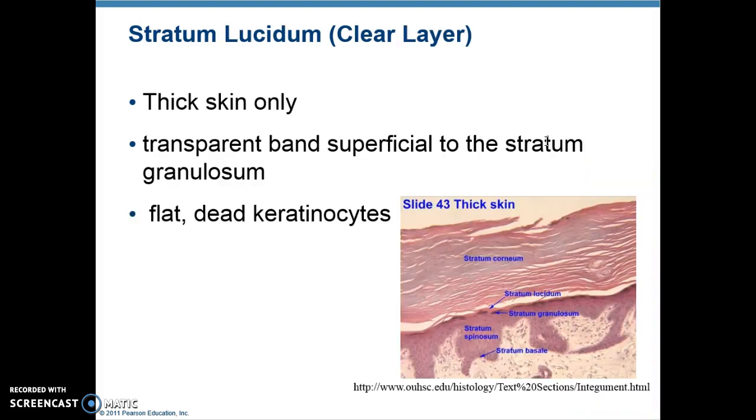Then we go 1 more layer up, and your book doesn't have a good picture of it, so I stole this from whatever OUHSC is. It is called the stratum lucidum, which means the clear or light layer. Right? So if you say somebody is lucid, this means they are clear-headed. So the stratum lucidum is the clear layer. You only find it in thick skin because it is the layer that you find in between the stratum granulosum and the stratum corneum, when you have a thick, abundant stratum corneum that you would have in thick skin as opposed to thin skin.